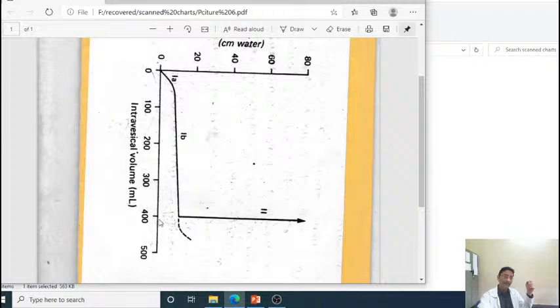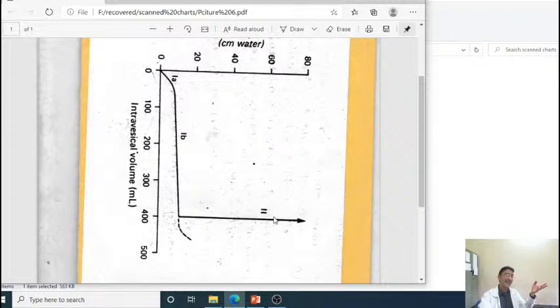Whereas once the volume increases beyond 400 ml, you will find that the pressure within the bladder, or the tension in the bladder wall, increases significantly from somewhere around 10 mm of water to around 80 mm of water. So this graph has three phases: phase 1A, phase 1B and phase 2.